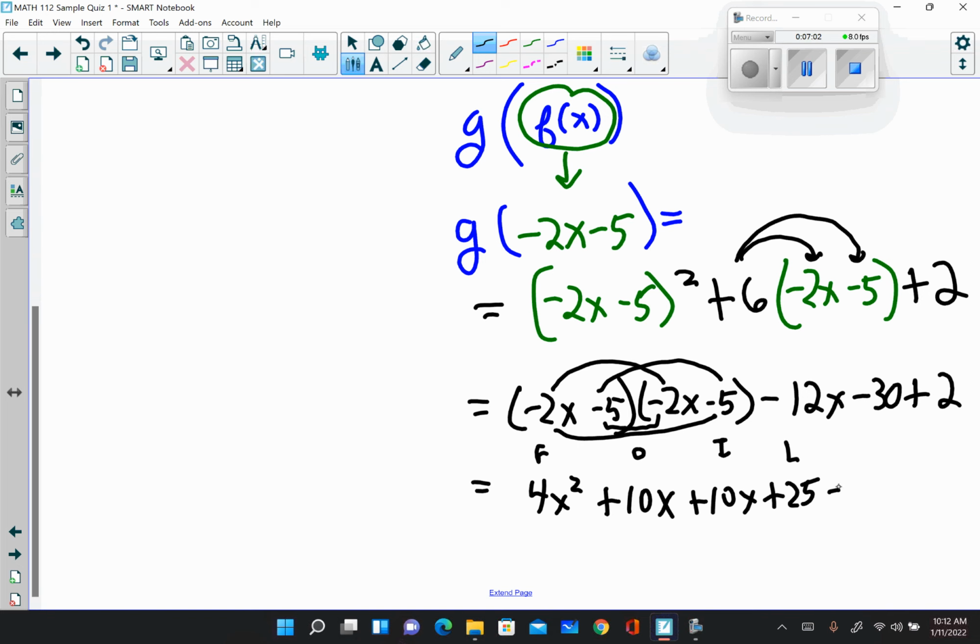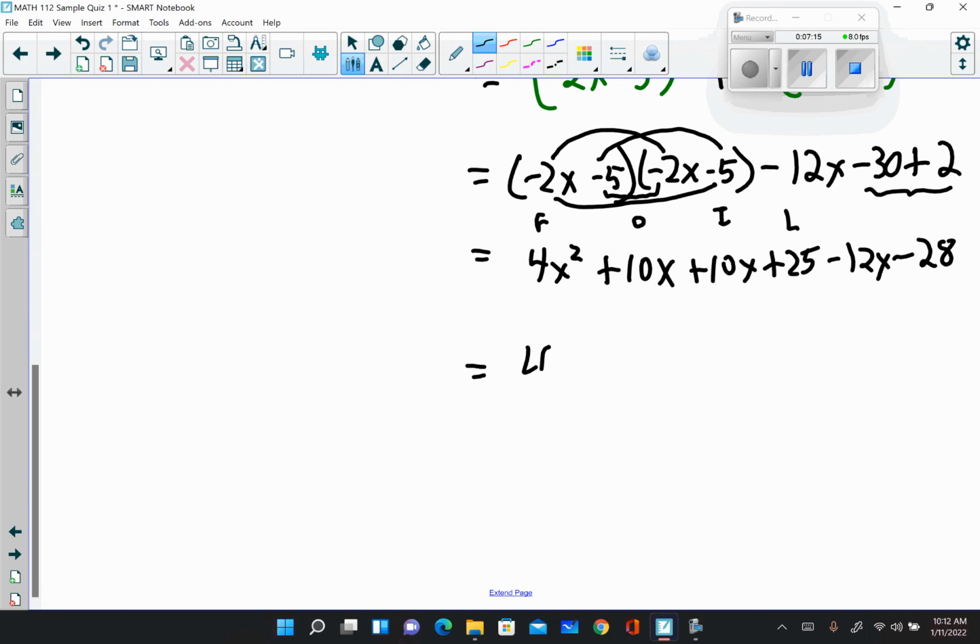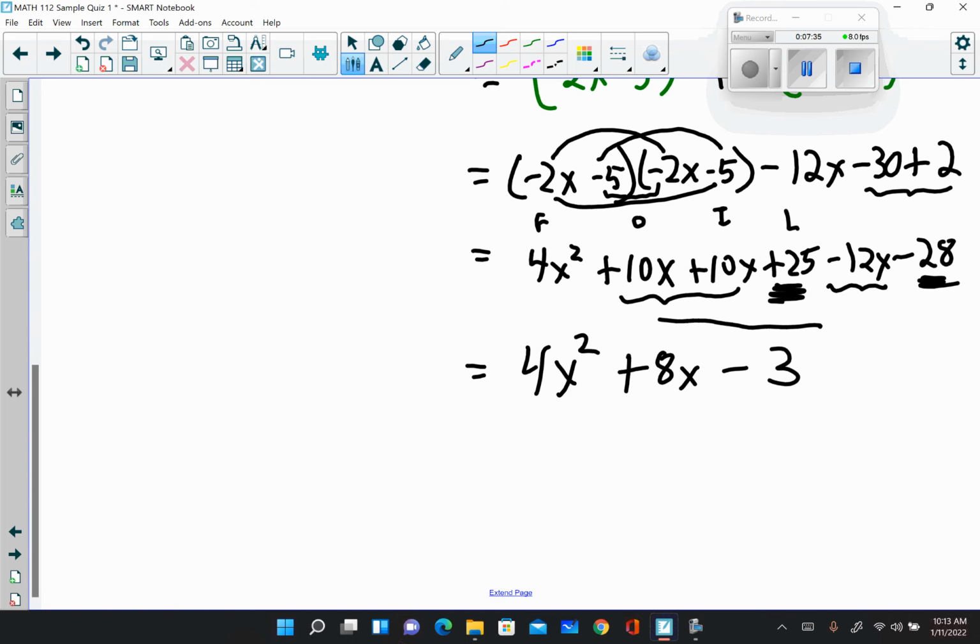The negative 12x gets brought down. Negative 30 and positive 2 can be combined. Those are like terms. 2 minus 30 is negative 28. 4x squared gets brought down. 10x plus 10x is 20x, but 20x minus 12x is 8x, positive 8x. And 25 minus 28 is negative 3. That last step would be just combining like terms. 4x squared plus 8x minus 3.